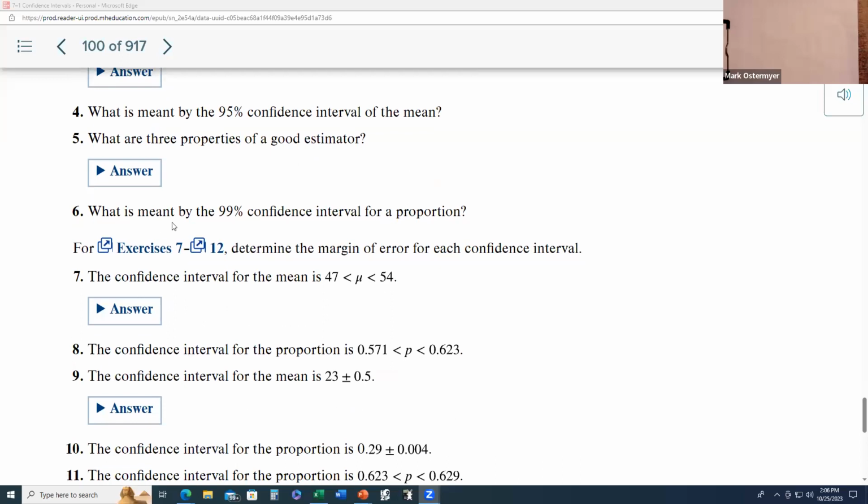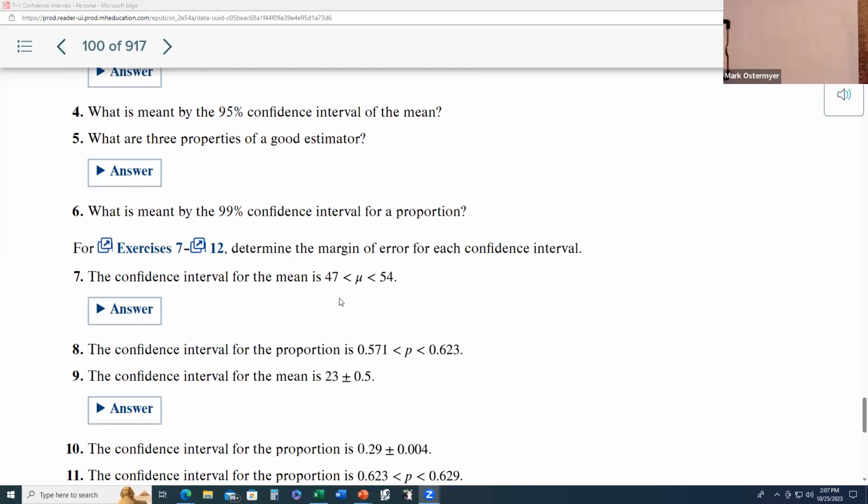So, what is meant by a 99% confidence interval for a population proportion, if we want to use a sample proportion to estimate our unknown population proportion? Well, essentially, again, we would say we would be 99% confident that our unknown population proportion would lie in such an interval. Okay.